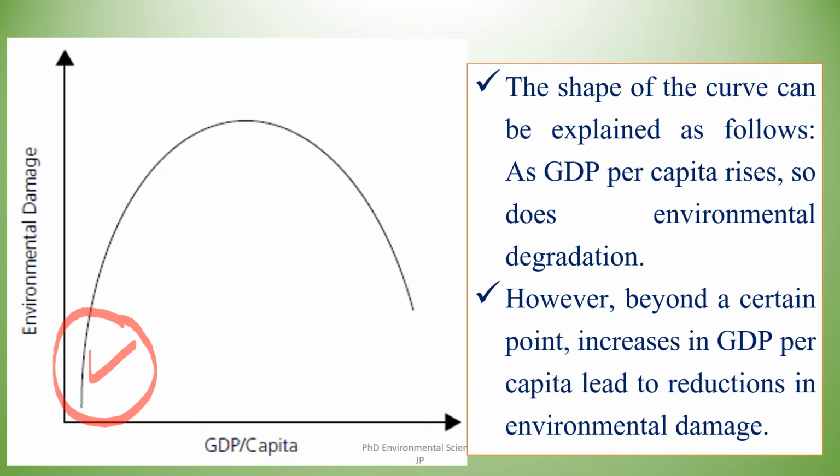Industrialization, urbanization, and increased consumption drive economic activities, often with little regard for environmental consequences. At this stage, industries and infrastructure developments typically depend on resource intensive and polluting technologies. So, as a result, environmental degradation increases. Indicators include higher pollution levels, deforestation, resource depletion. Then, second is moderate GDP per capita.